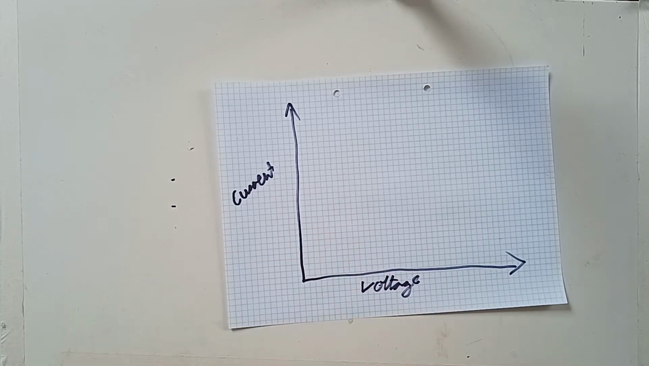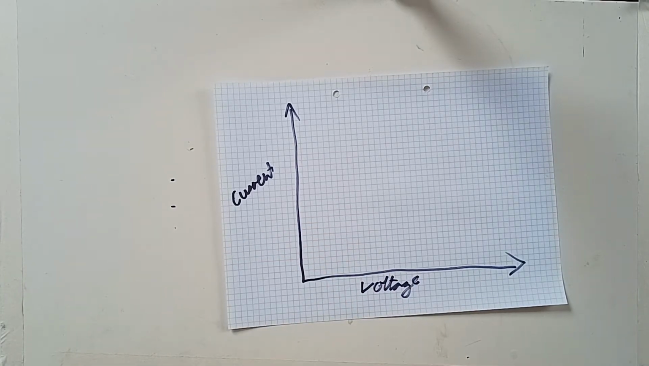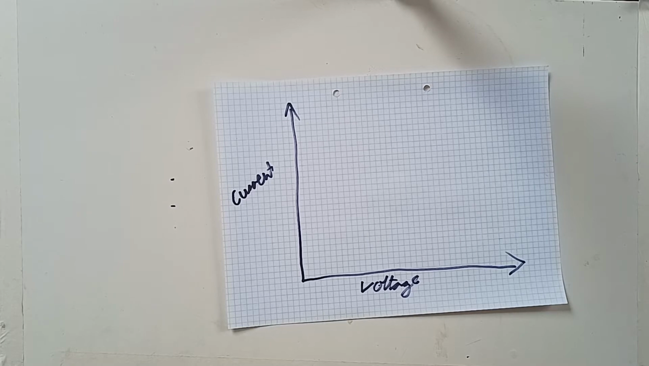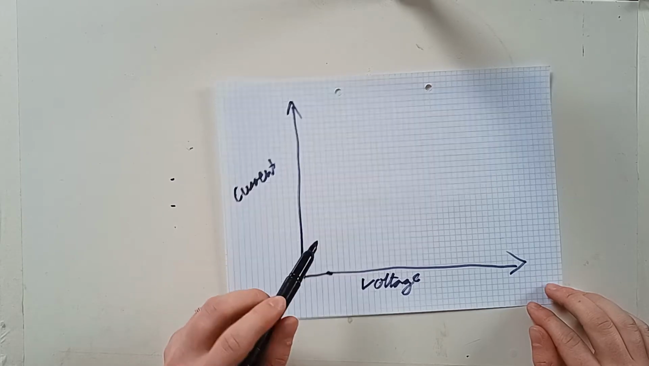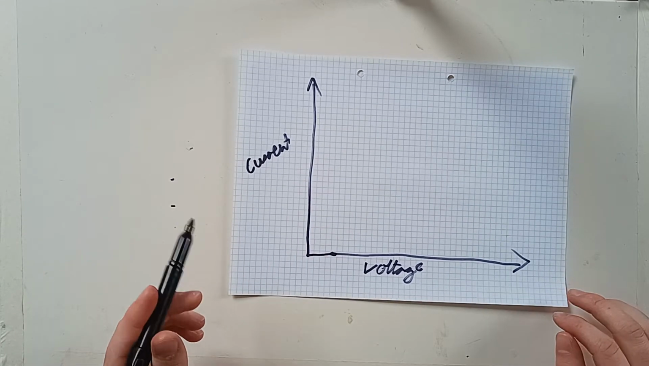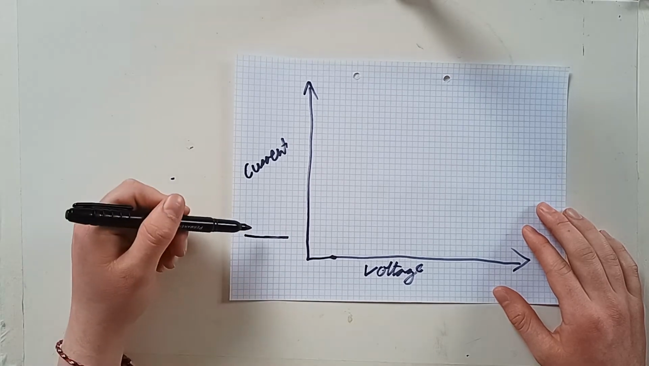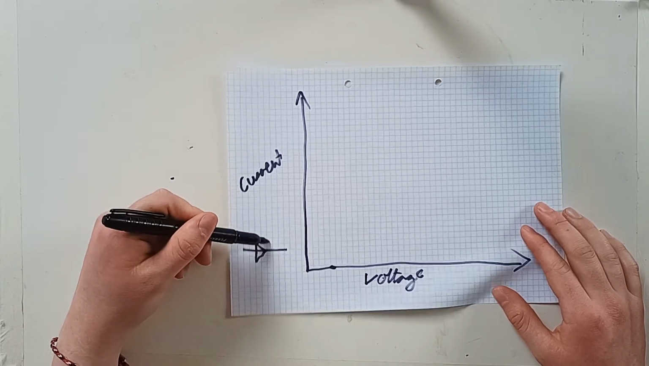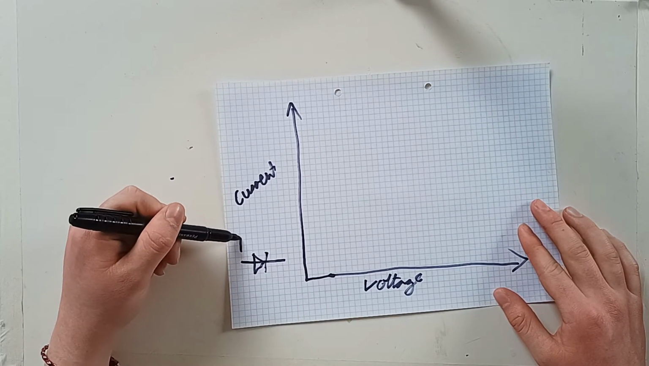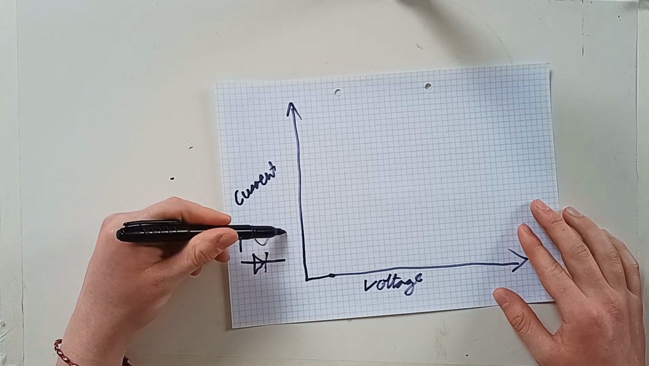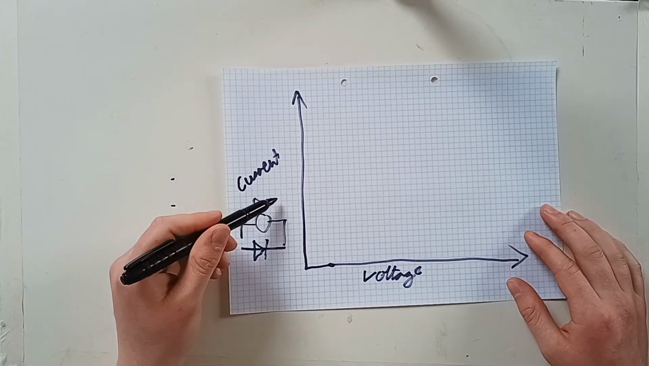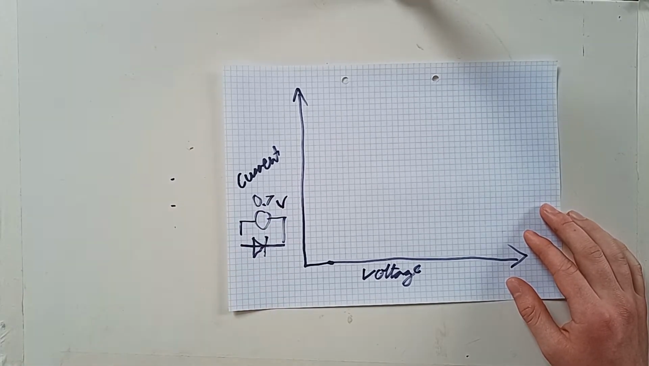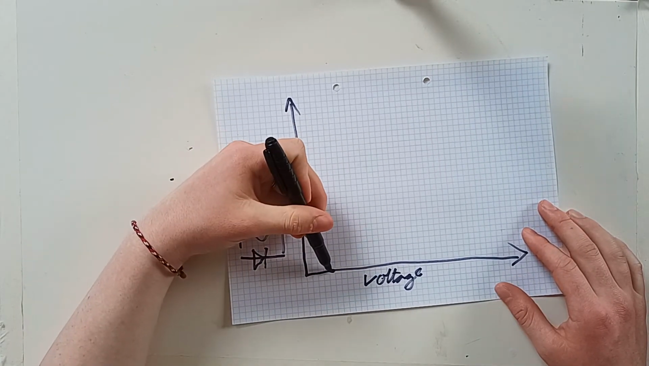Now, a basic rectifier diode has an activation voltage of about 0.7 volts. So we'll place that here. And that basically means that across the diode, like this, you need a potential difference of 0.7 volts before it starts conducting. So that would look something like this.